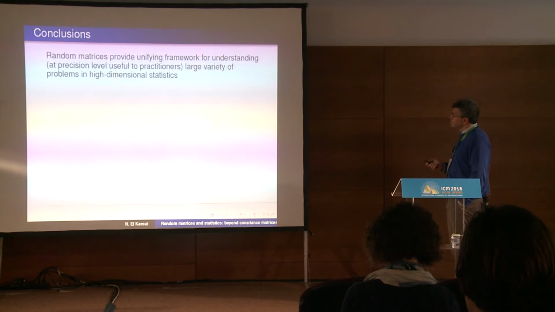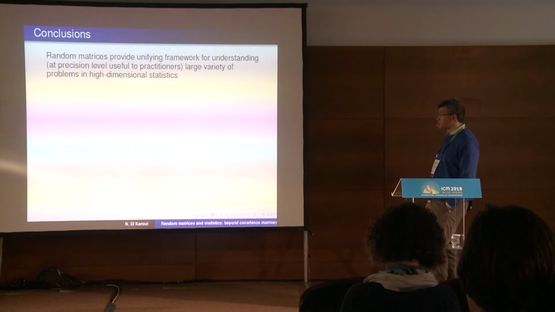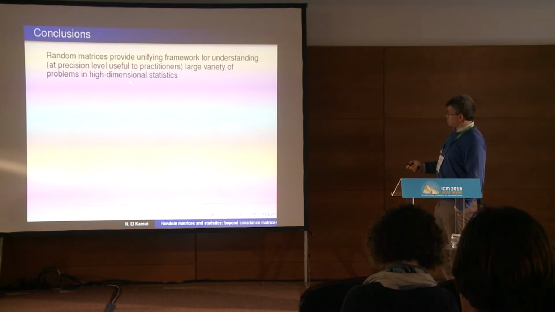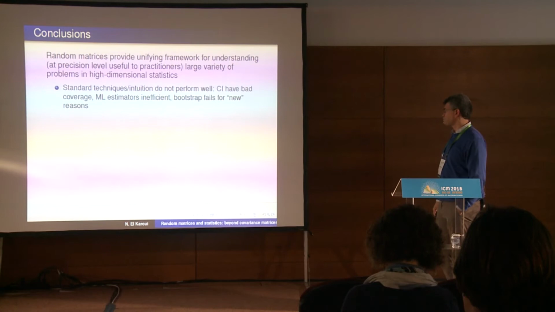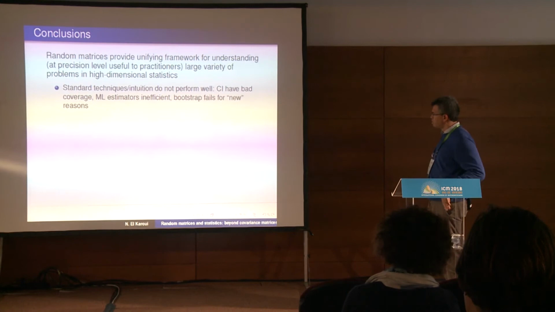Conclusions. So random matrices here, the advantage is it provides a unifying framework for understanding, I would say at the precision level useful to practitioners, because we can really compute the coverage of the confidence intervals and all that. It's not bounds, it's limit theorems, so they have some value. But limit theorems that kick in at the size we care about. So it gives a unifying framework for a large variety of problems with high-dimensional statistics, beyond covariance matrices, I would argue. The standard techniques and the intuition do not perform well, so if you applied standard confidence intervals, you would not have the right coverage.